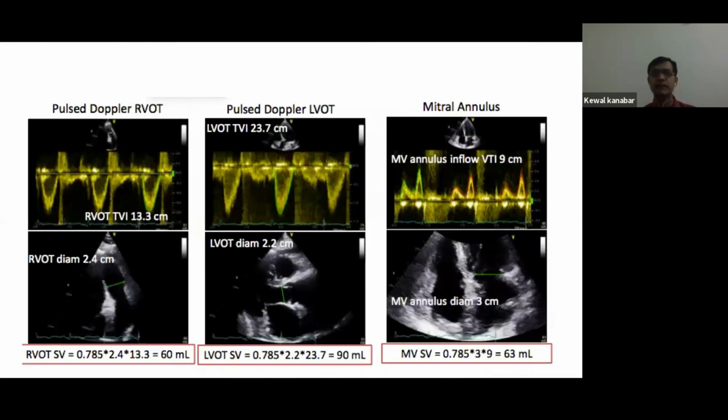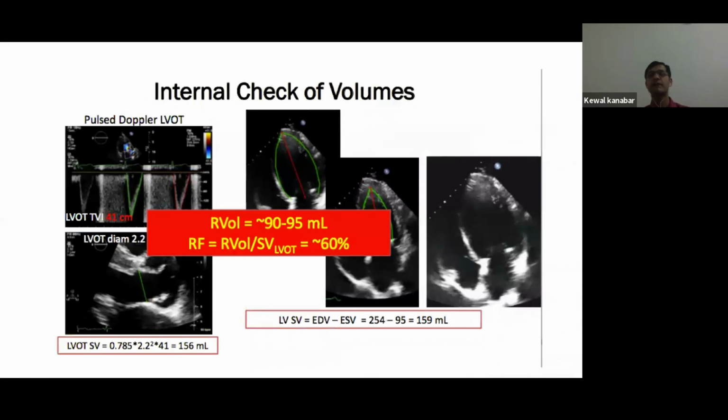Also, as seen in this figure, the cardiac output can be calculated either across the mitral valve or the right ventricular outflow tract. And when you subtract LVOT minus either the RVOT or flow across the mitral valve, we are going to get the regurgitant volume. You divide this by the LVOT stroke volume and we get the regurgitant fraction.